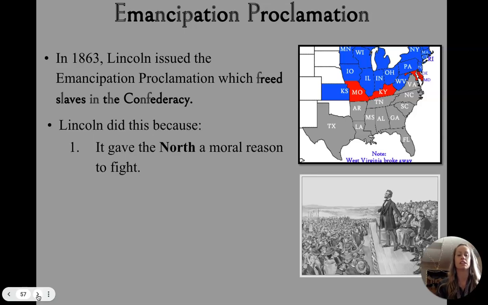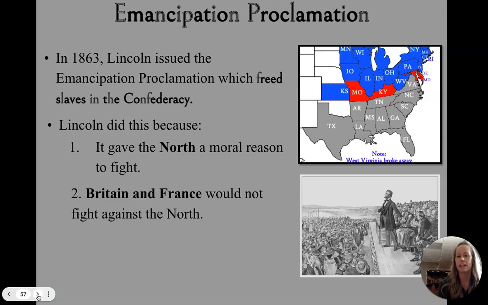He does this first to give the North a moral reason to fight. So before the Emancipation Proclamation, the Civil War was more about sectionalism and states' rights. Slavery was part of that because that's part of the sectionalism and the states' rights, but it wasn't the main focus of the war. After the Emancipation Proclamation, the focus of the war really becomes about freeing the enslaved population in the Confederacy, because that's what he does here. He proclaims freedom for enslaved people, and now the North really has a reason to fight in this war.